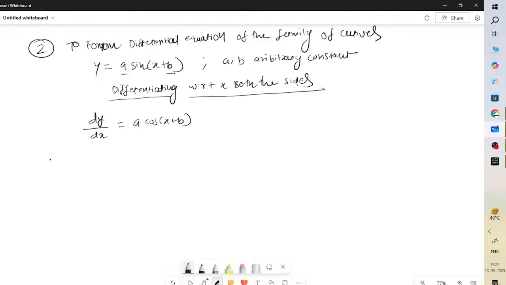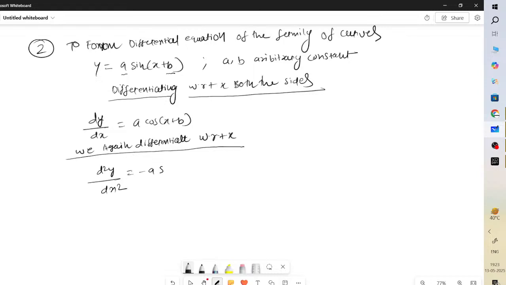Now we again differentiate with respect to x, and then we get d2y upon dx2 equals to minus a sin of x plus b. Why? Because the differentiation of cos of x plus b is minus sin of x plus b, and our a is constant.